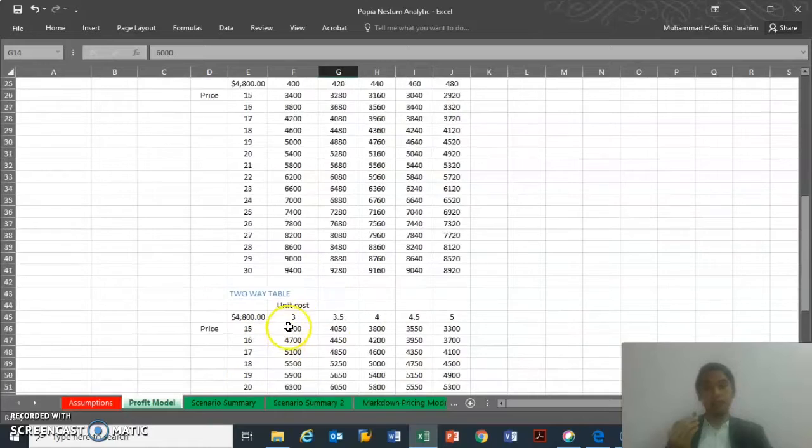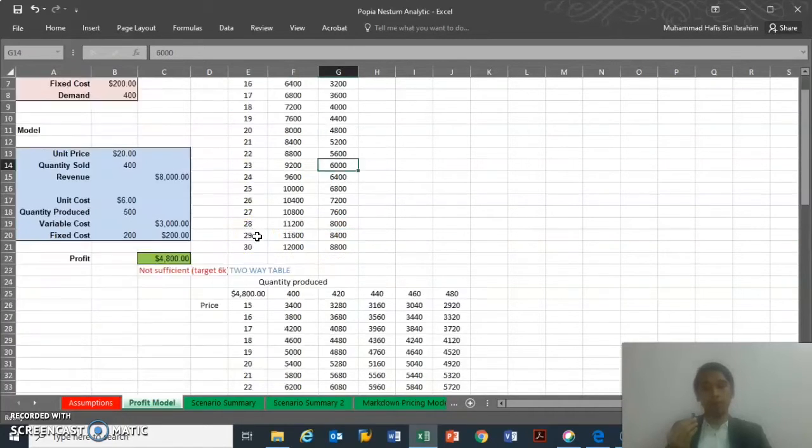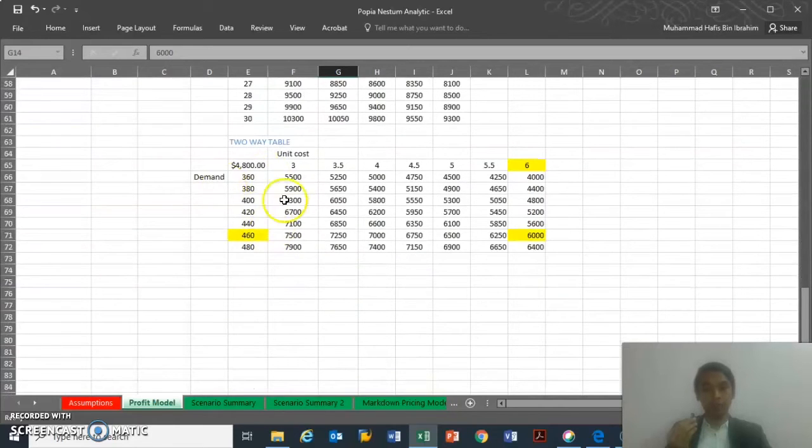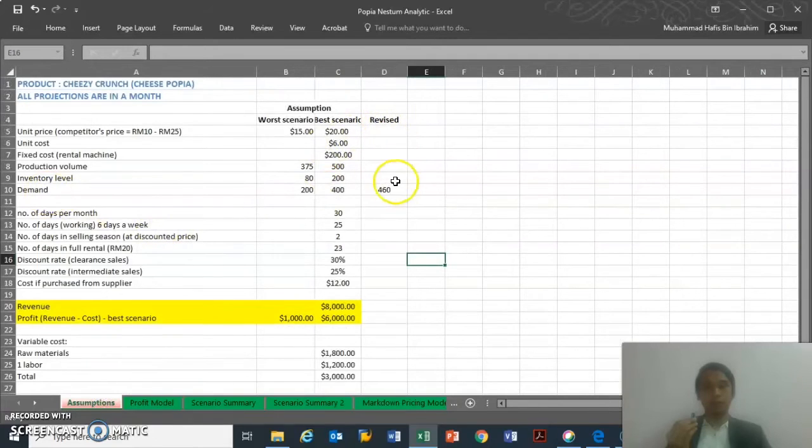Why am I choosing this? Because let's say if I choose to change my price, in order for me to get profit of 6,000 ringgit, I need to sell my product at 23 ringgit. This is a large amount. So if I'm selling at 23 ringgit, my demand for the product might be reduced. So this is the best for me. So I have revised the demand for the product to 460 units.